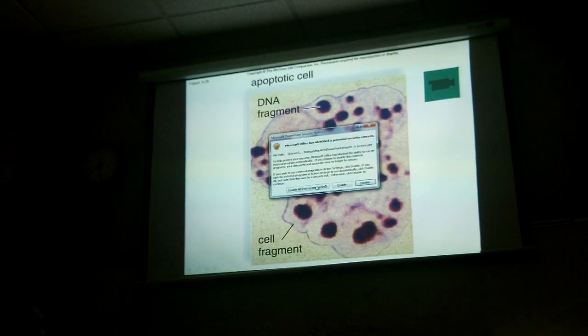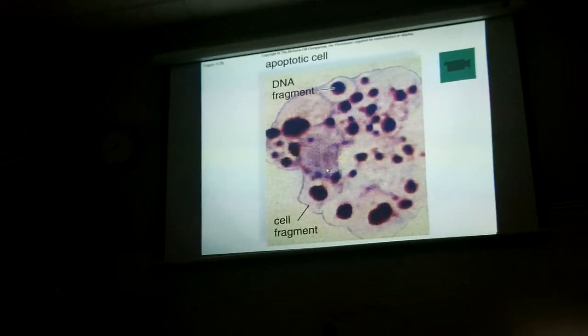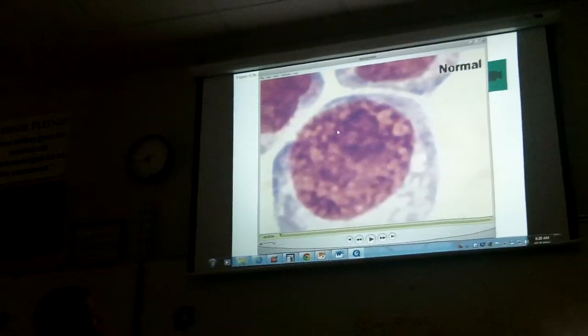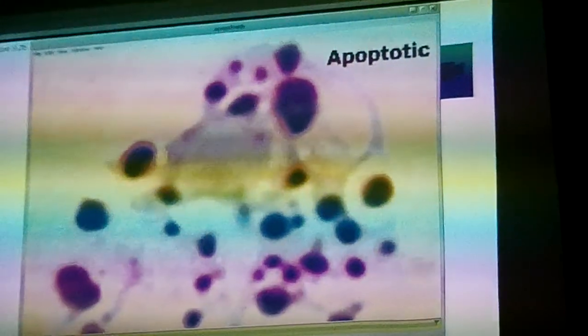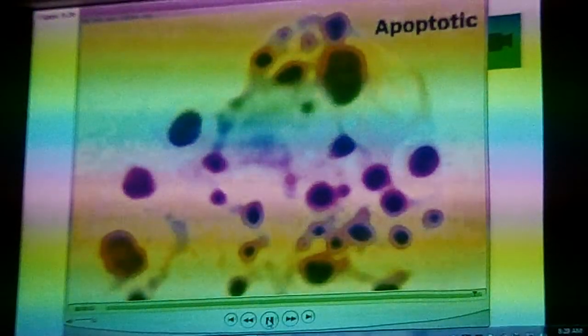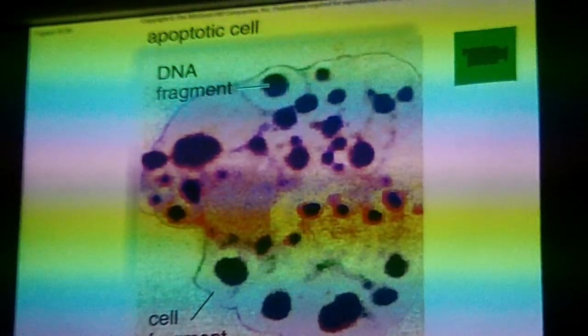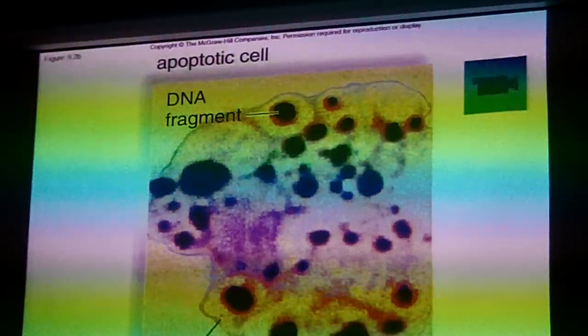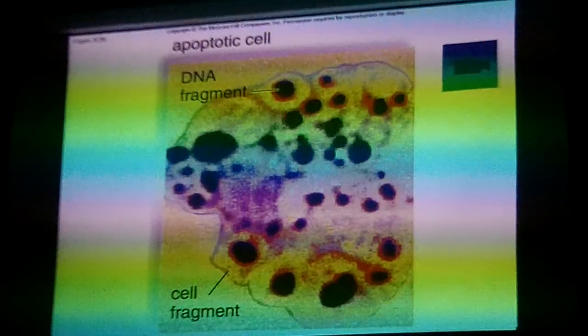Let's see what this is. I think this might be a pretty lame video. Yeah, this is a lame video. It's a normal cell. That's an apoptotic cell. So it just kind of comes apart into a bunch of pieces. Does it happen that fast? No. It talks about it on the top right of page 155.